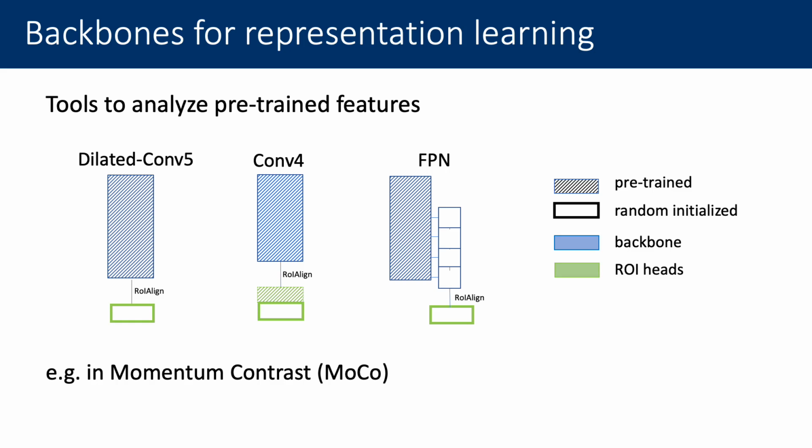In fact, research questions about pre-trained features and pre-trained backbones frequently arise in the development of MoCo and other representation learning methods. And that's why these different models are still useful for research, because they are sufficiently different, and having these models will provide us with different perspectives when looking at new problems.